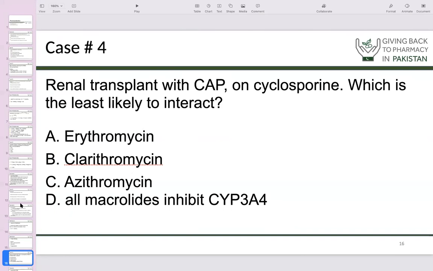Another case is a renal transplant patient with community-acquired pneumonia, and the patient is on cyclosporine. Which is the least likely to interact? Erythromycin, clarithromycin, azithromycin: all macrolides are known CYP3A4 inhibitors. So what do you guys think? Cyclosporine is also a substrate for CYP3A4, and erythromycin, clarithromycin, and azithromycin will inhibit CYP3A4, increasing the concentration of cyclosporine. So which of these can be easily prescribed with cyclosporine to treat the community-acquired pneumonia without much affecting the cyclosporine?